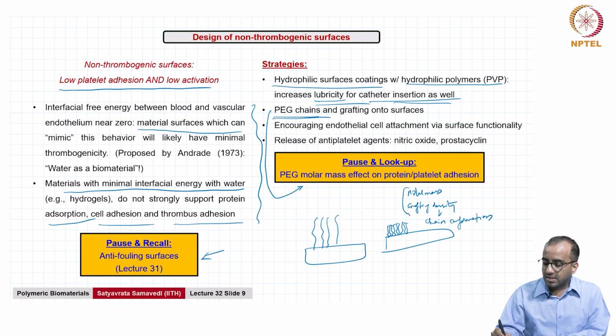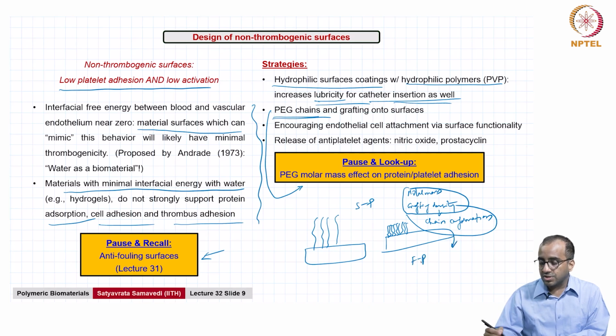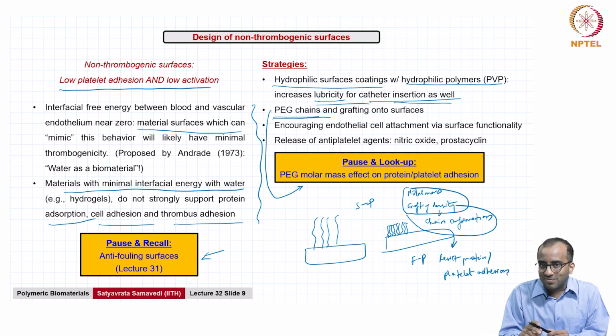So, these together are structure property leading to function and performance, which is the ability of these chains grafted on the surface to resist protein or platelet adhesion. So, this is something that I would encourage you to pause and look up, essentially the role of PEG molecular mass on protein and platelet adhesion, noting that it has to be understood in the context of grafting density as well.